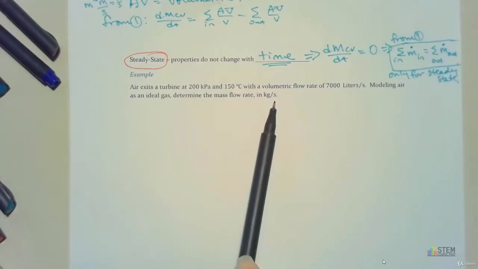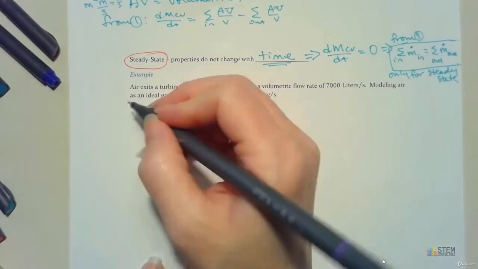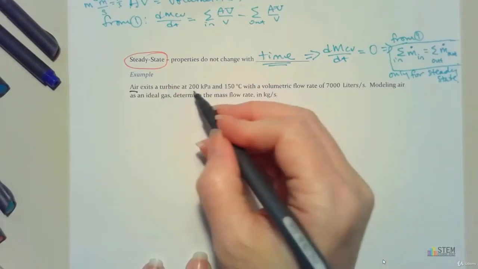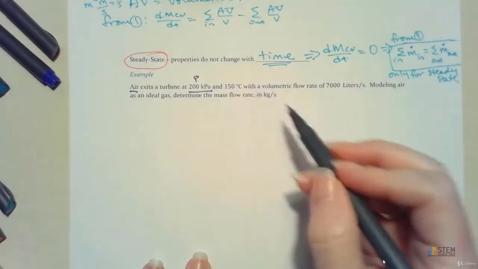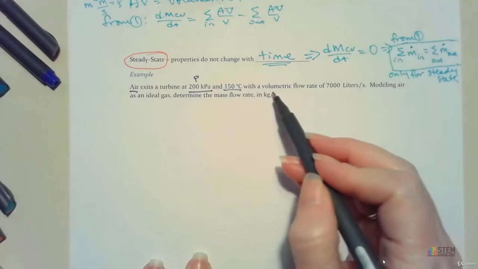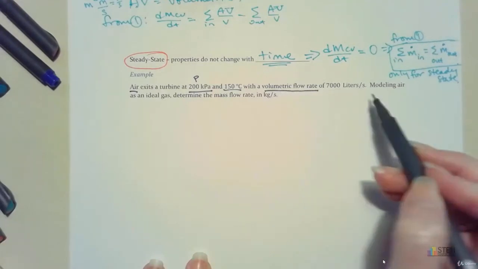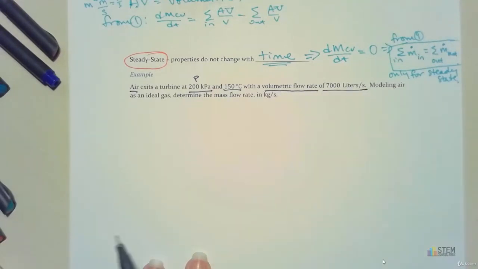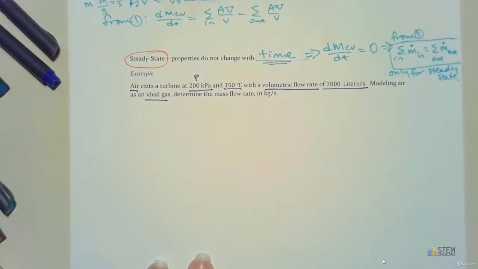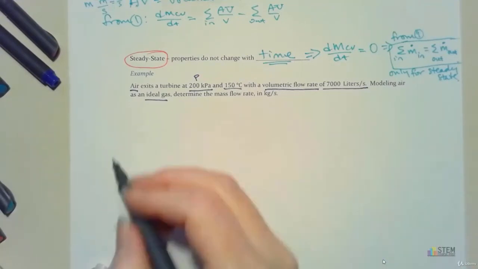Now, before we get started, let's make sure we look for any sort of keywords. First of all, we've got air. It's always good to know your substance. We've got our pressure. We've got our temperature. And notice this says volumetric flow rate. That's 7,000 liters per second. And we've got an ideal gas. Definitely want to pay attention to the ideal gas part. Now we've underlined all of that.